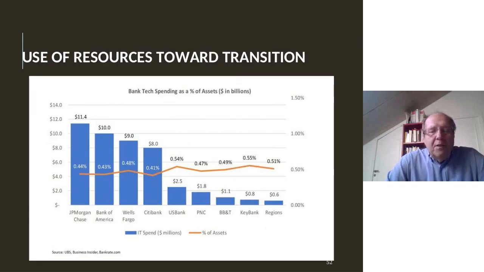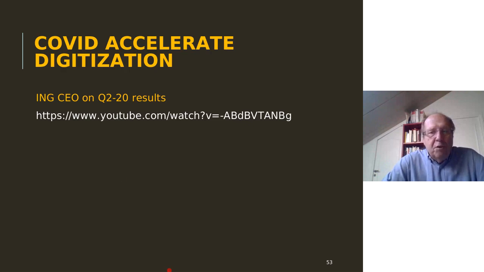I talked about the huge resources of the bank and the tech spending. You see the budget. Obviously, the budget in terms of percentage of assets is 0.5, not moving that much from one bank to another, and it reflects the size of the bank. But for JP Morgan or Bank of America, the budget is really big, and that should help them to reduce the cost in the future.